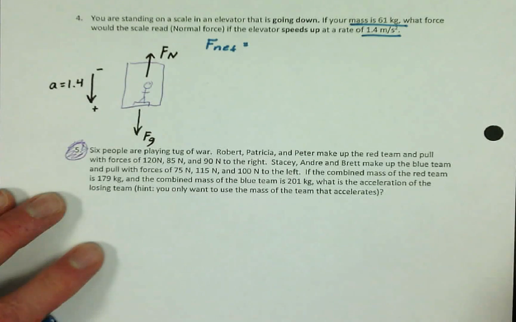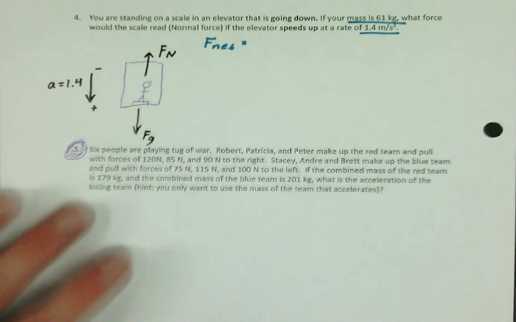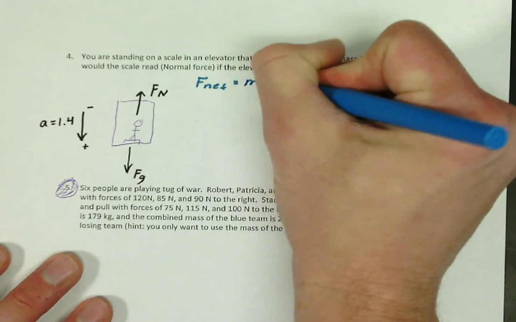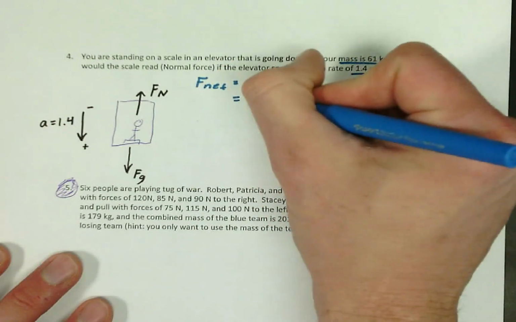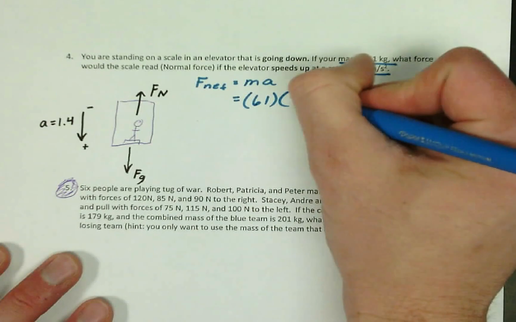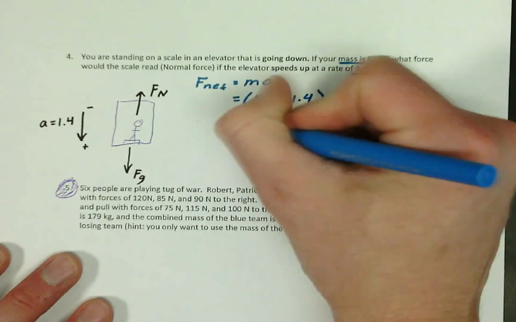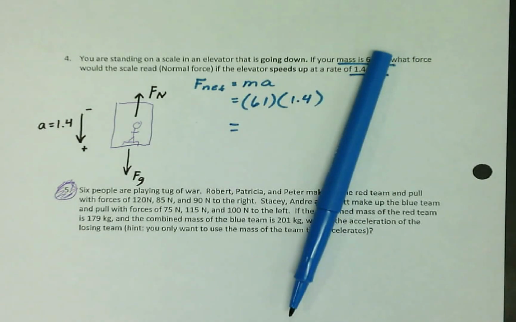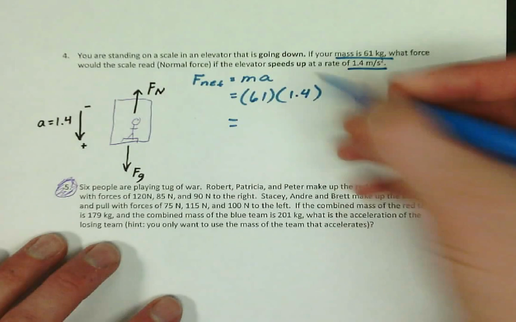Okay? So, I'm going to do F net equals ma. Mass is 61. A is 1.4. Gives me a net force, 85.4.